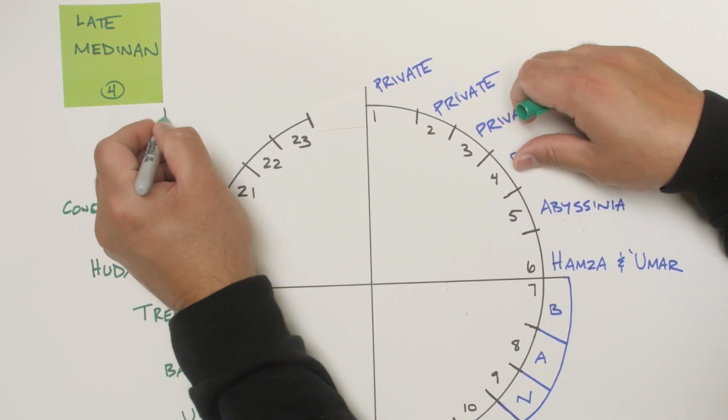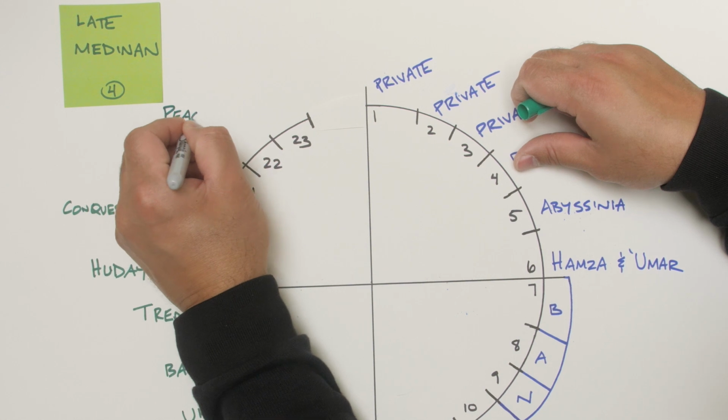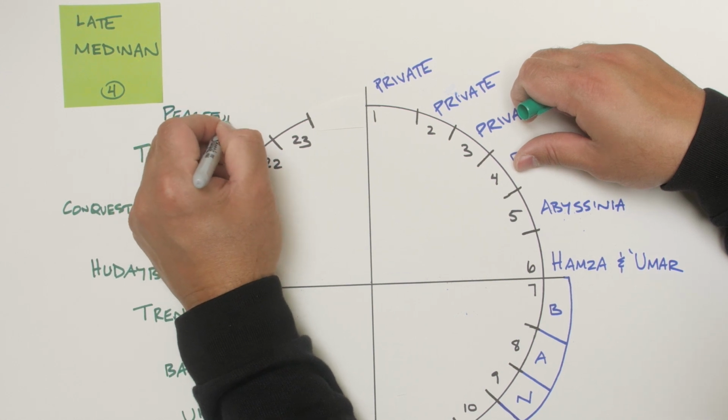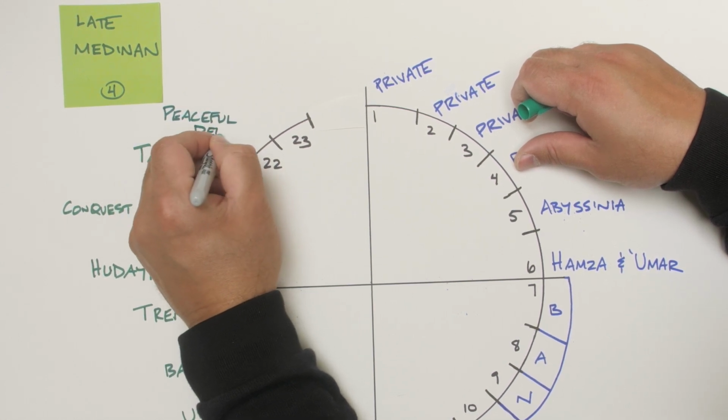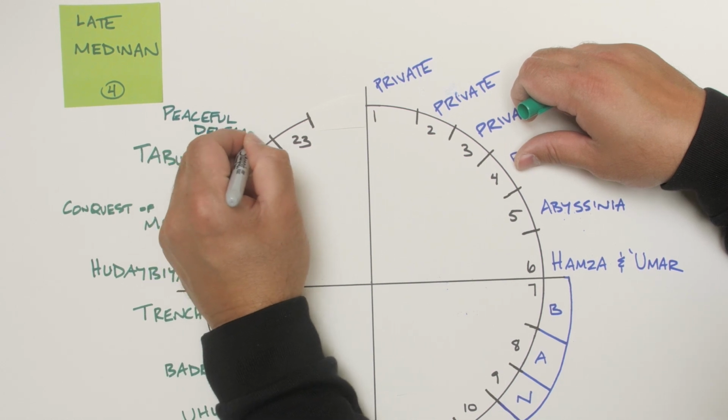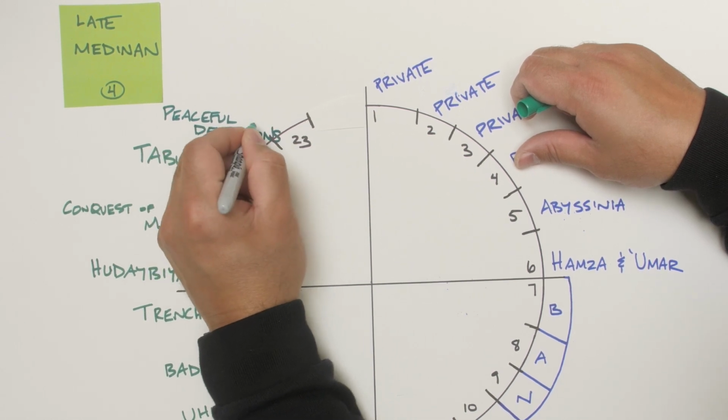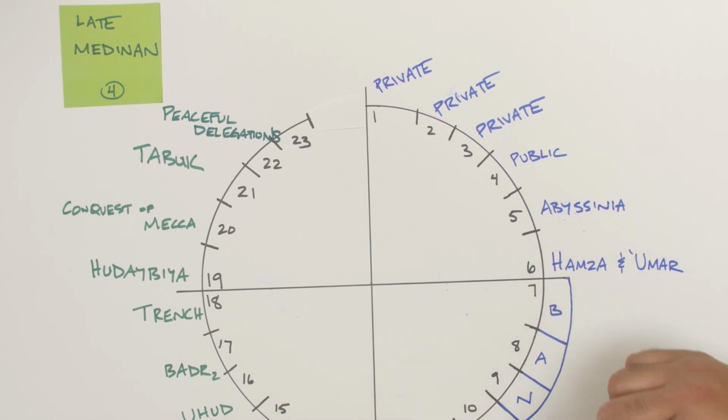So what happens in Qur'an year 22? Look at the mnemonic, 2 and then 2. This sign often means peace, right? So now think 2 and 2. Qur'an year 22 is the year of peaceful delegations. So we're going to write here: peaceful delegations. This is the year of the peaceful delegations.